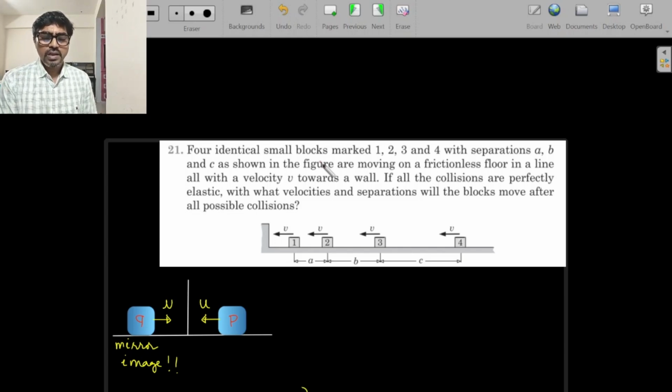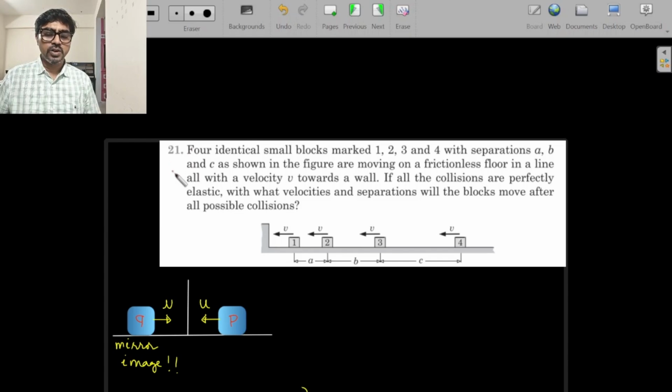This is a simple question. If you use a trick, one simple idea we have, one small trick that we are going to use. Otherwise, it looks very complicated. This is a question from Pathfinder, a collisions related problem. Let's have a look at it.